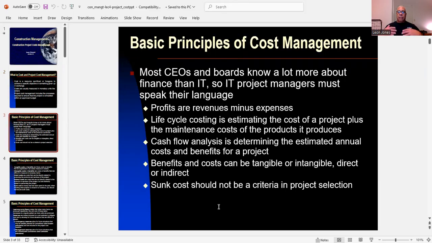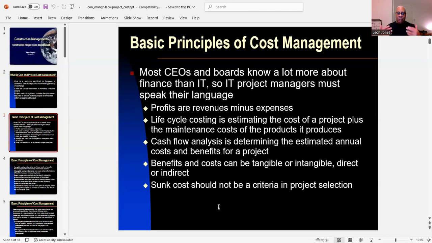Now, when we talk about the basics of cost management, well, most CEOs and boards know a lot more about finance than IT. So IT project managers must speak their language. So when I told you about accounting, well, we deal with profits. Well, basically a profit is revenue minus expense.